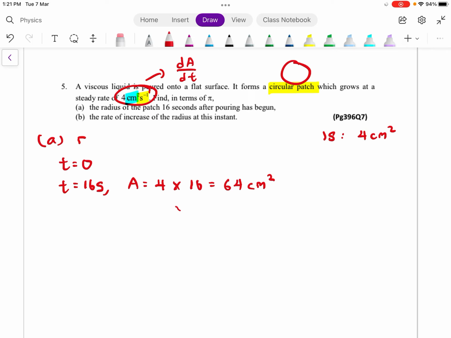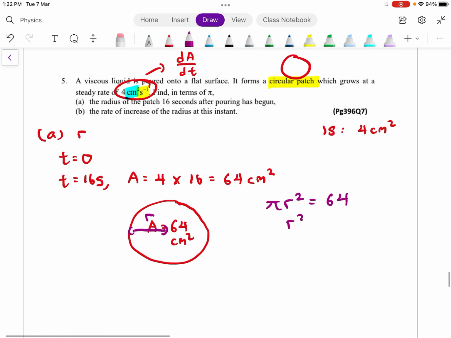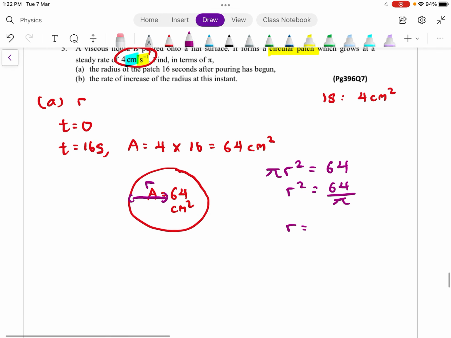Okay, now at t equals 16 seconds, my area is 64 cm². So what is the radius of the circle? Simple: pi r² equals 64. So r² equals 64 divided by pi, then square root both the left and right sides, r equals 8 over square root pi. So part A is 8 over square root pi. I think we don't need to rationalize, just leave it like this.